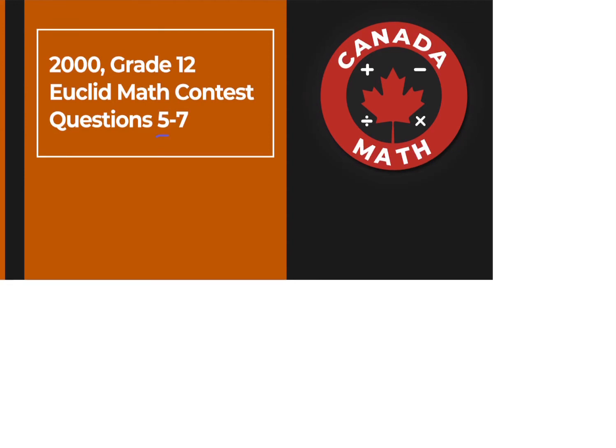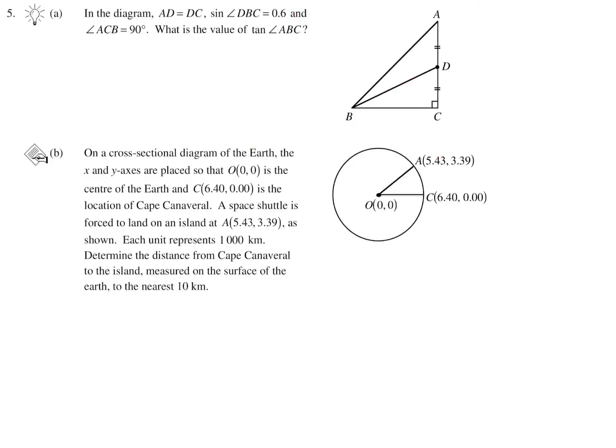Questions 5 through 7 of the 2000 grade 11 Euclid math contest. In the diagram, AD is equal to DC, sine of angle DBC is 0.6, and angle ACB is 90 degrees. What is the value of tan of angle ABC?